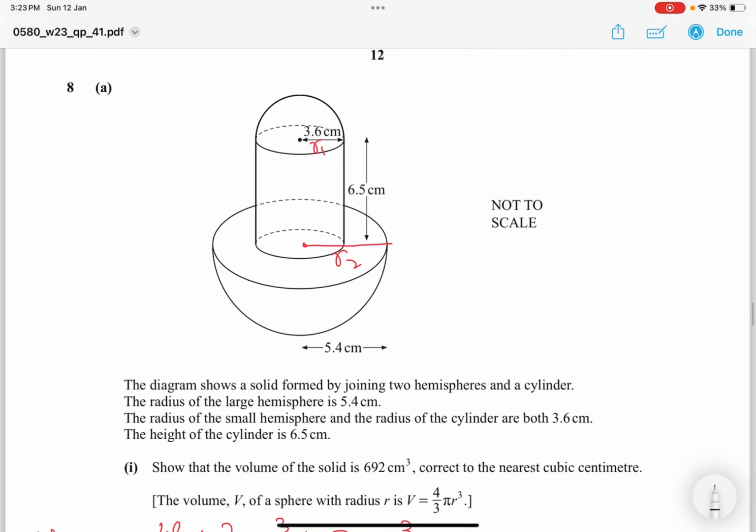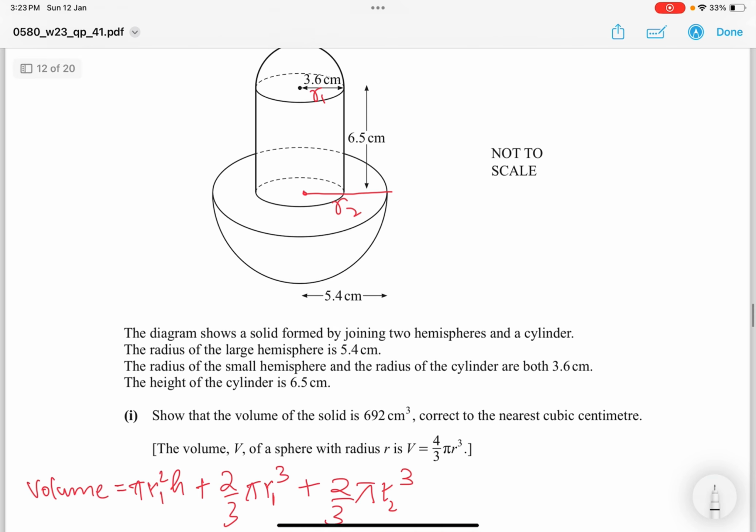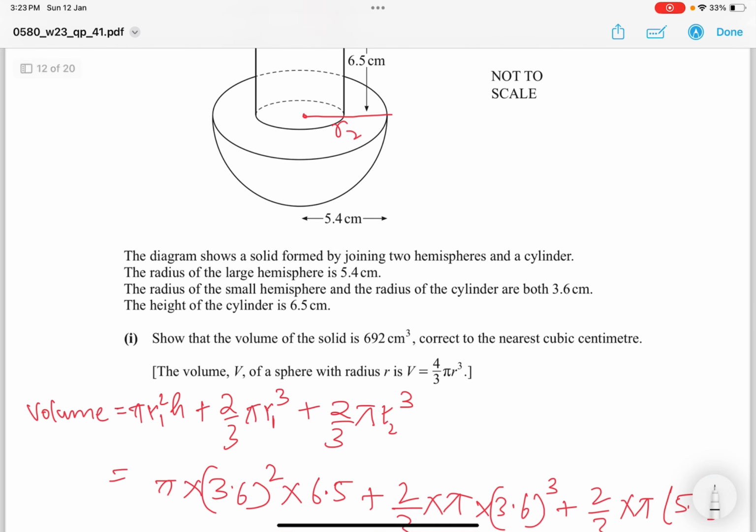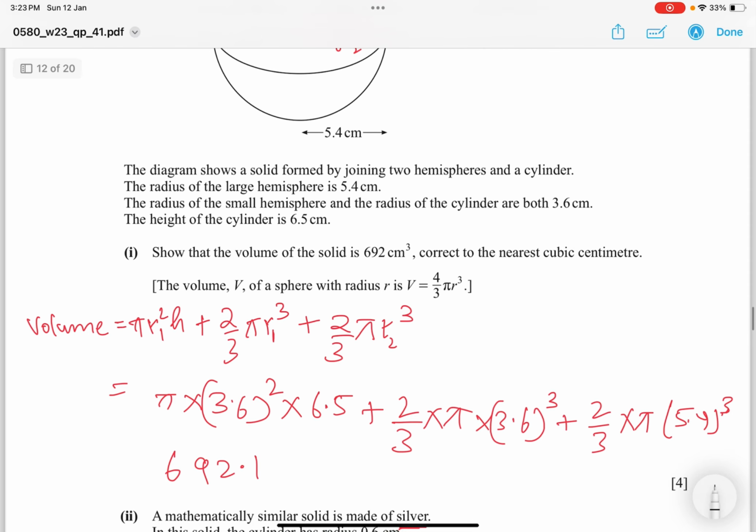So this is our next question. The diagram shows a solid formed by two hemispheres and a cylinder. The radius of the hemisphere is this. The radius of the small hemisphere and the radius of the cylinder are both this. The height of the cylinder is this. Show that the volume of the solid correct to the nearest cubic meter is this.